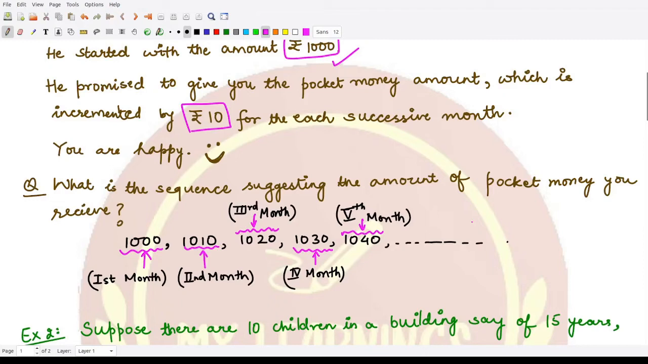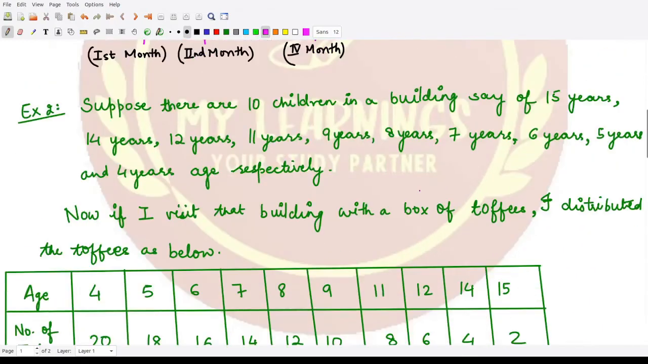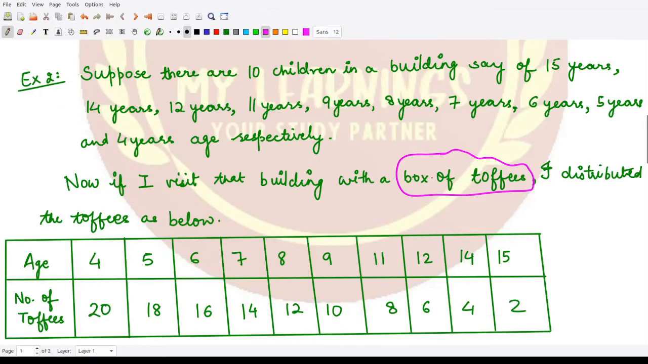Now let's have a look at another example. Here, suppose there are 10 children who reside in the same building. Suppose their ages are 15 years, 14 years, 12 years, 11 years, 9 years, 8 years, 7 years, 6 years, 5 years and 4 years. So they are of different ages. Now, suppose I visit that building with a box of toffees. I want to distribute the toffees, and I decide that I will give the maximum number of toffees to the child whose age is the least.